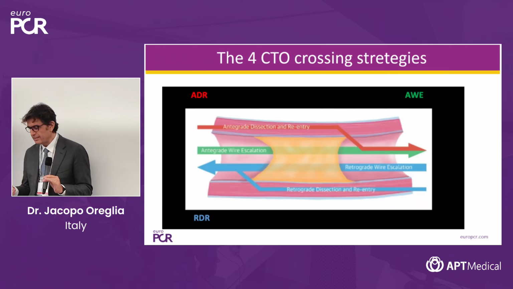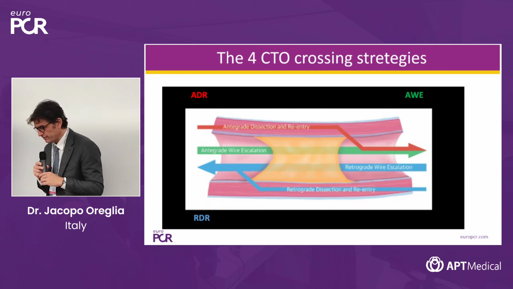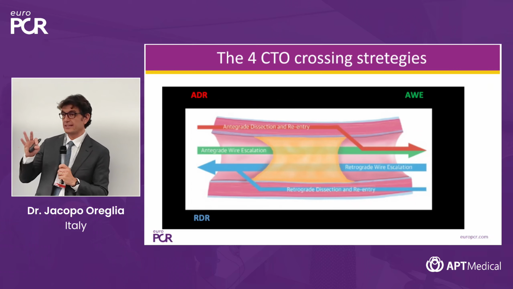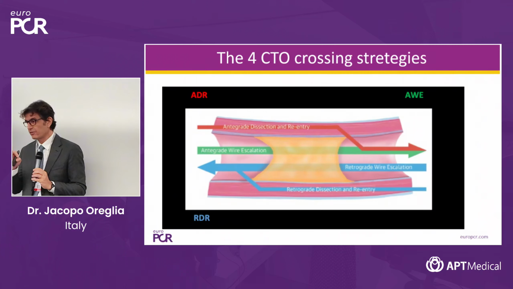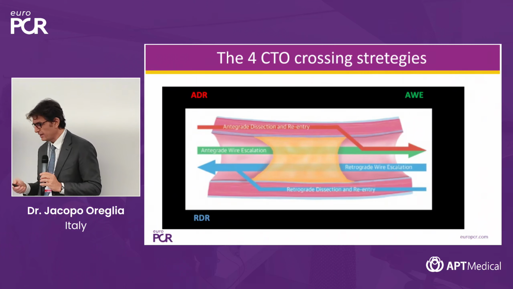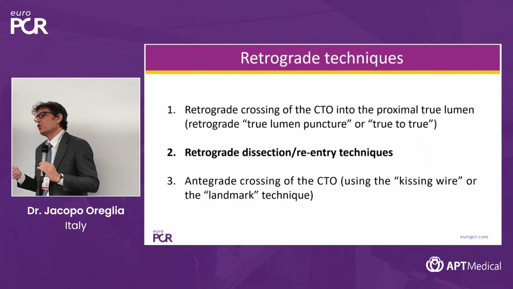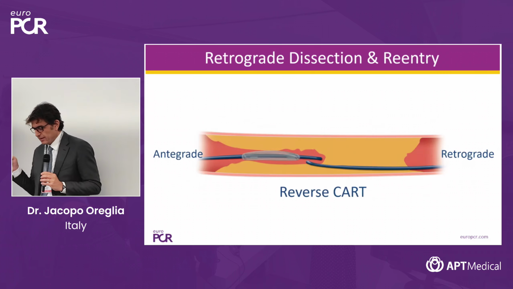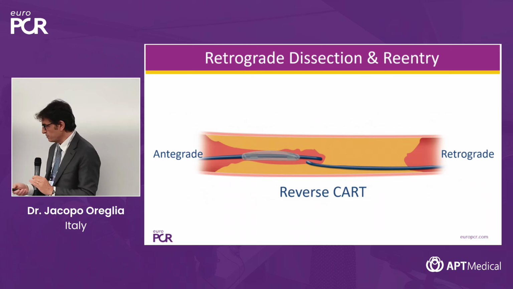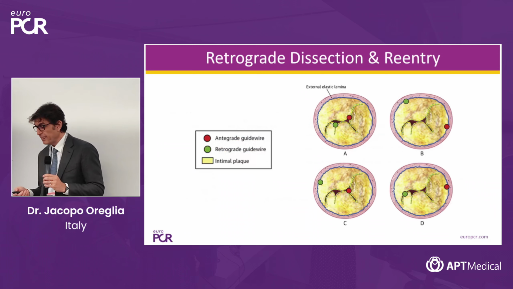So what we did here is a reverse cut, and Dr. Tang already mentioned it, so I don't want to lose a lot of time on this. This is one of the 4 techniques we use to recanalize CTOs. So it is the retrograde dissection and re-entry technique, and this is the most common technique when you go retrograde. So we need to have an antegrade balloon, and we need to have a retrograde guide wire to create a space and to advance our retrograde guide wire into the space that we created with the balloon.